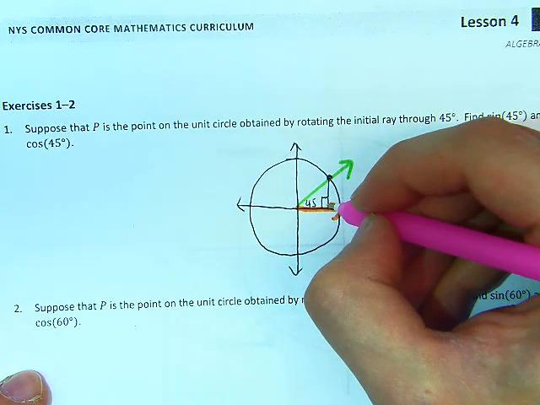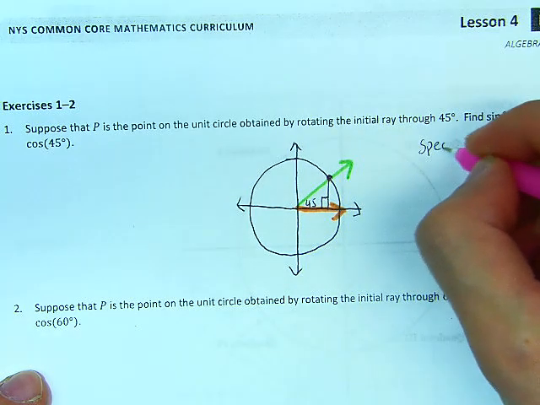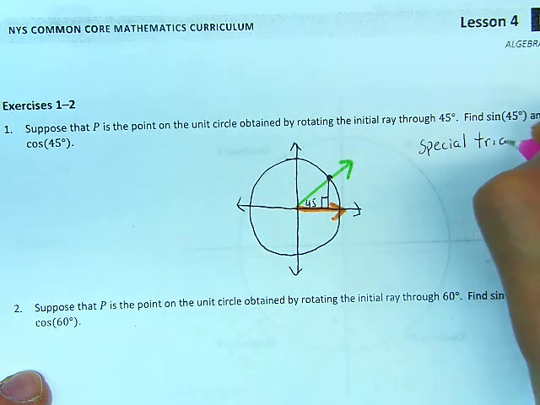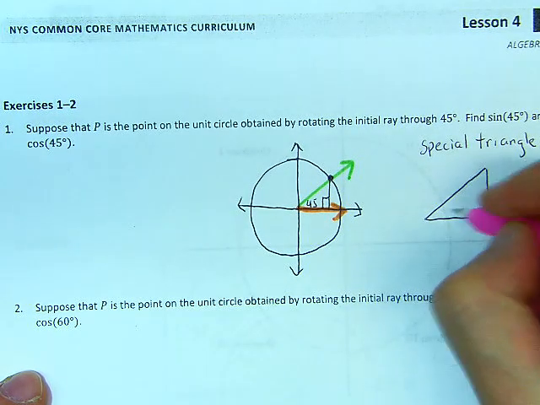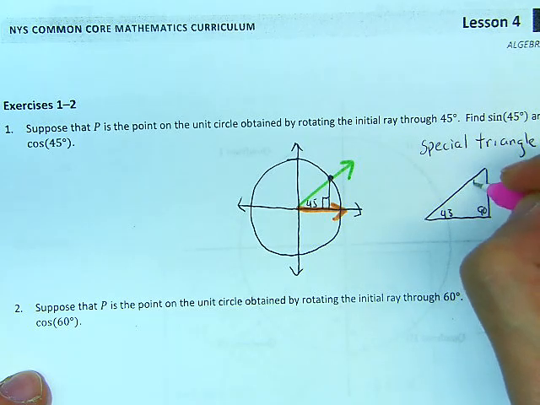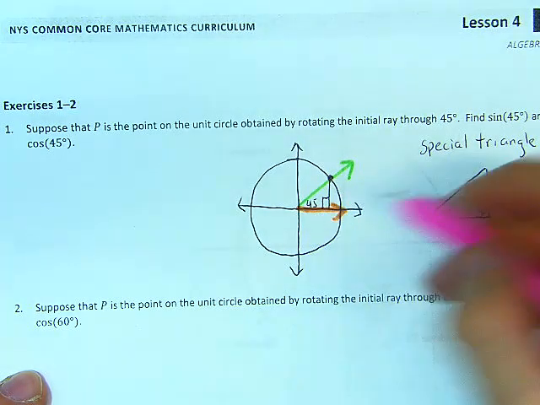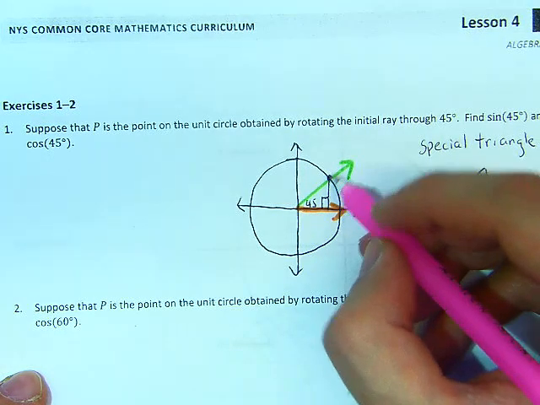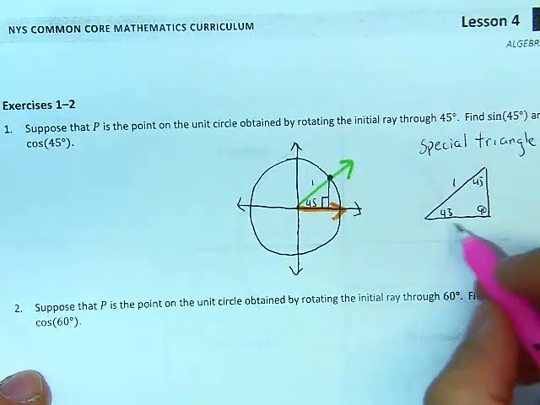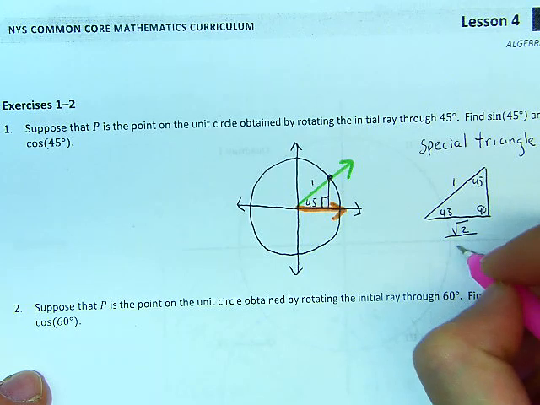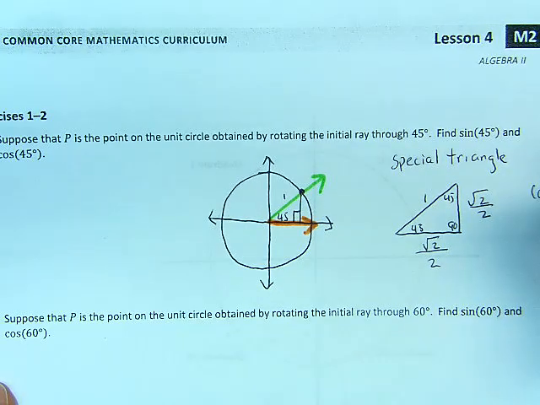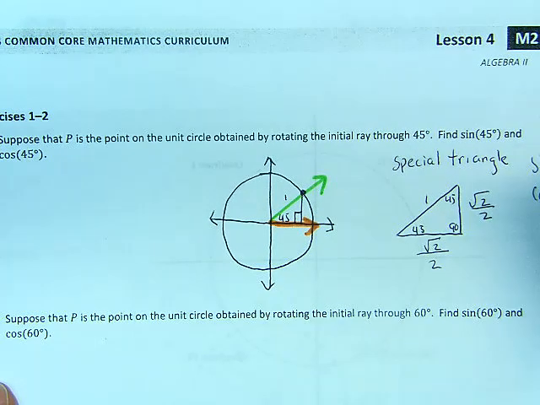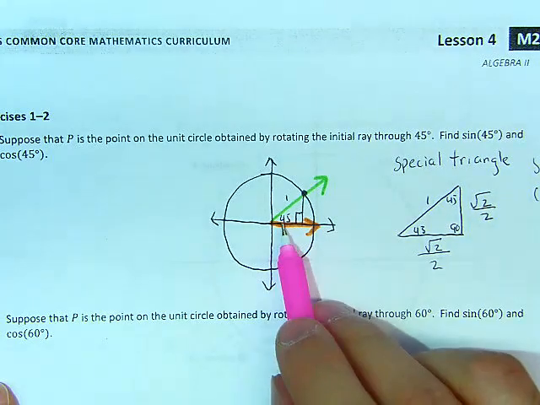And if this is 45, 90, you use your special triangle. What is our special triangle? It's 45, 90, 45. This is the triangle that we're creating. Remember, here to here is 1, and we did it in the other video that this side is square root of 2 over 2, and this side is square root of 2 over 2. So to find cosine of 45 degrees and sine of 45 degrees, you just have to use the properties.